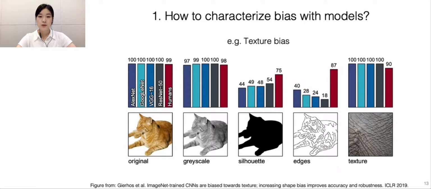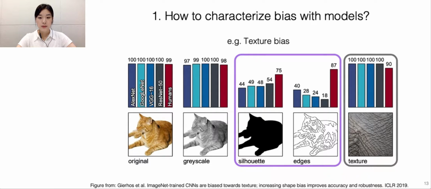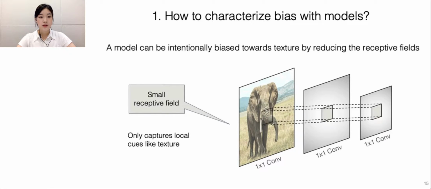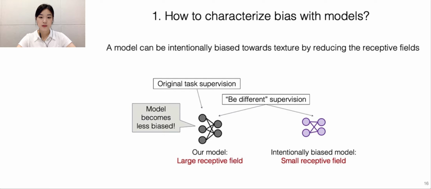For the first question, we will take texture bias as an example. Image-trained CNNs are biased towards texture. Thus, it maintains a very high accuracy when given texture cues, but collapses when texture cues are absent. In this case, we can build a model intentionally biased towards texture by reducing the receptive fields. An ordinary CNN has a large receptive field so that it can capture both local and global cues. By deliberately reducing the receptive fields, a model can only capture local cues like texture.